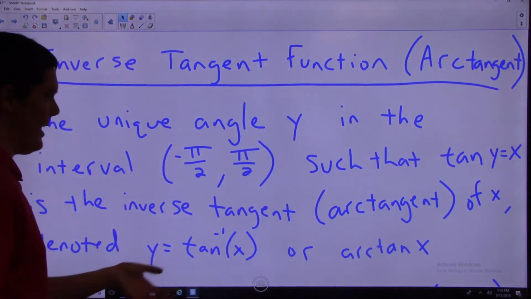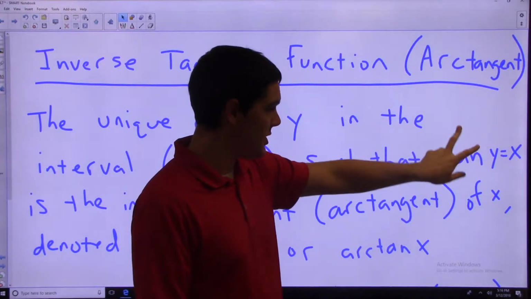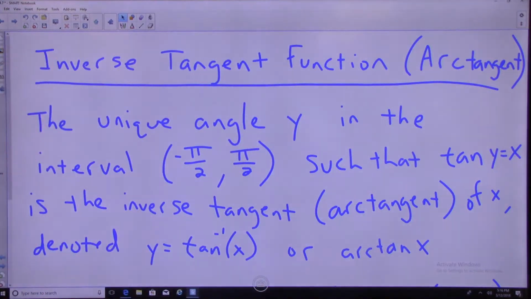Guys, essentially, again, I don't know if I did a good job explaining this in the last two videos. We're essentially changing our x and y values. That's what inverses do. We're doing the tangent of y is equal to x, instead of normally we have tangent of x equals y.